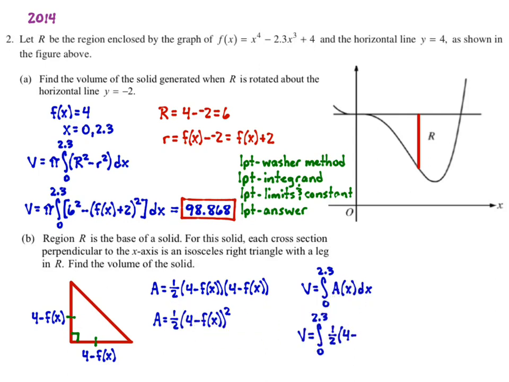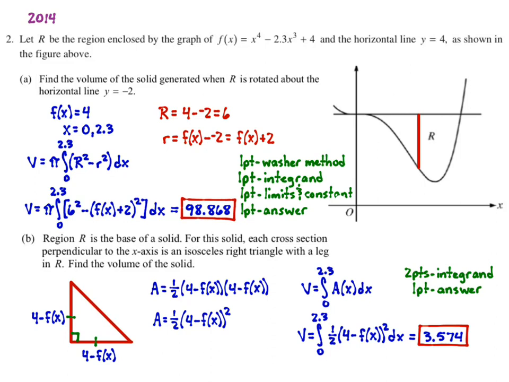So we have the integral from 0 to 2.3 of 1/2 times (4 minus f of x) squared dx. Then we would just type that into our calculator, and we end up with 3.574. As far as points go, you get 2 points for having the correct integrand, 1/2 (4 minus f of x) squared, and then 1 point for your final answer.